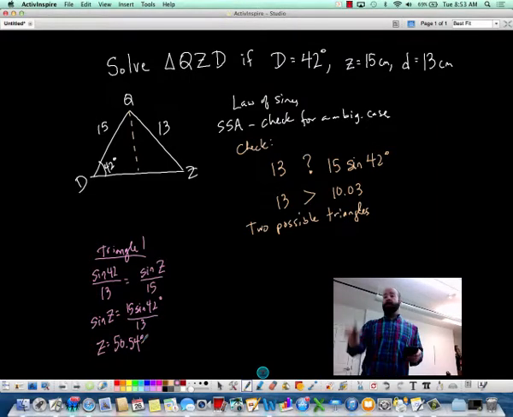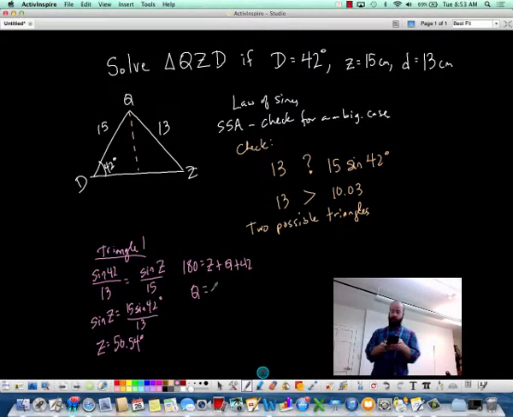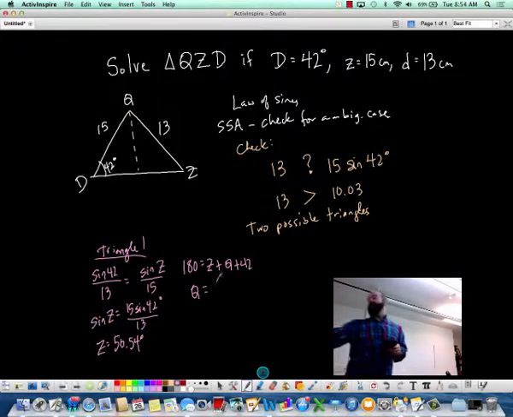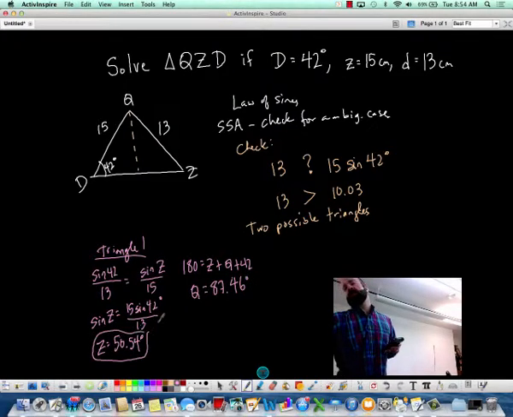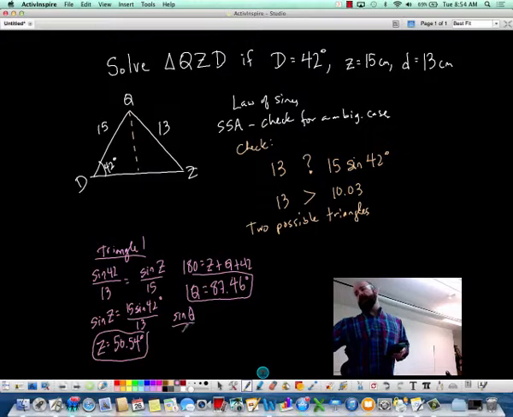All right, so I have angle Z and I have angle D. So I can use the sum of the three angles equaling 180 to find angle Q. So when I do that, that's that number I just found, plus 42, and subtract that from 180. I get 87.46 degrees. So I have all the angles now. Now I just need to find a little q, and I do that again by doing law of sines. So here's sine of q, which I'm going to plug in that number, over little q.